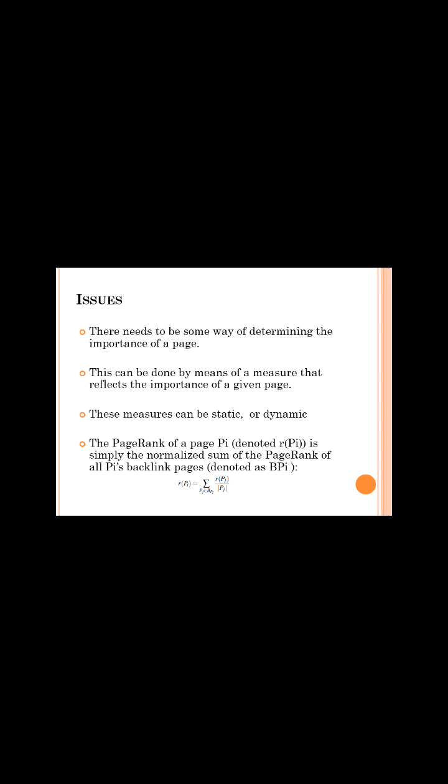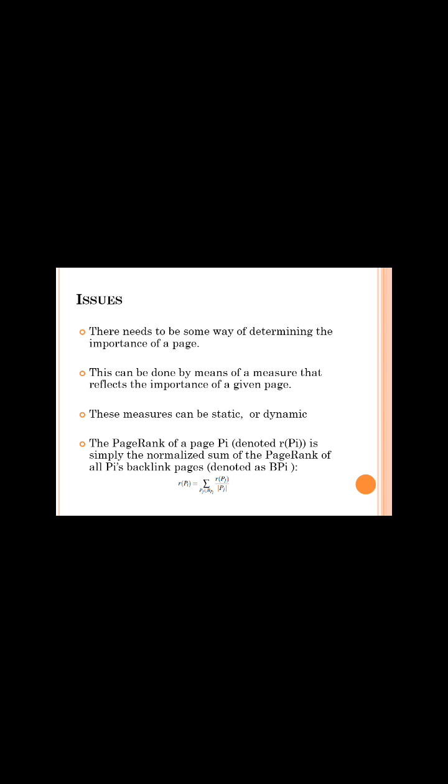The primary goal is to access more important pages before others. So there needs to be some way of determining the importance of a page. This can be done by means of measures that reflect the importance of a given page. These measures can be static or dynamic. Static measures are independent of retrieval queries and dynamic measures take the queries into consideration. One example of such a measure is the PageRank metric that is used by Google and other search engines.